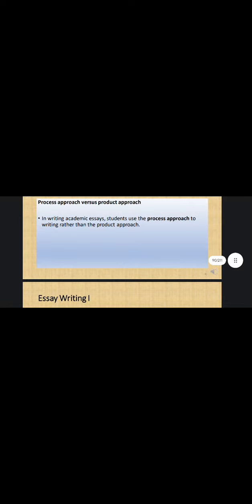When you talk of the process approach, in writing academic essays, students should use the process approach in writing rather than the product approach. So when you say process approach, in every academic essay, we use processes in arriving at a conclusion. It follows a laid down procedure. Before you begin to write, you must follow a process. Before you write any essay, you must follow a laid down process. Do you get it? If you just start writing, you will deviate, like I already said. So there should be a laid down process.